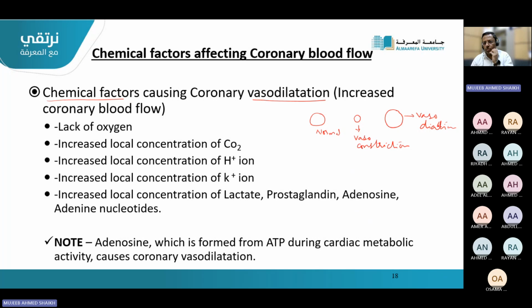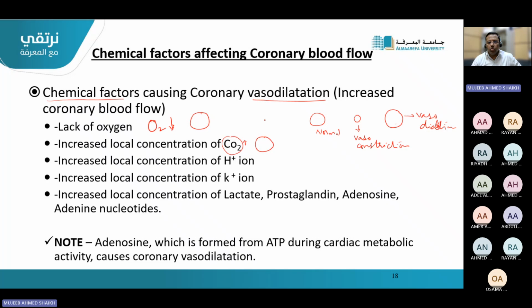Sorry, dilation. Vasodilation. So, increase in the size. How does it happen? It happens because of chemicals. When oxygen supply to any tissue decreases, the coronaries will dilate. When oxygen decreases, it may increase the CO2. So if CO2 increases, it will also cause vasodilation.